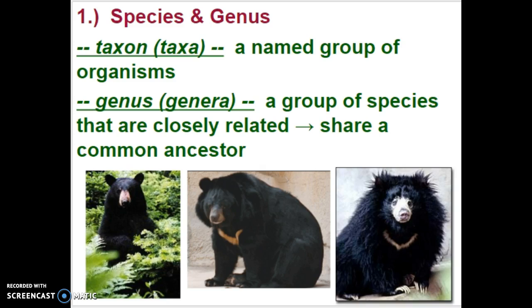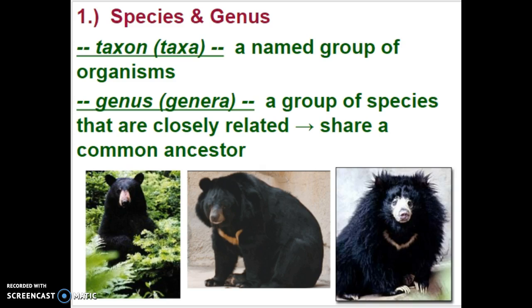So we have here three bears. On the very left, we have the American black bear. In the middle, we have the Asiatic black bear. And on the very right, we have the African sloth bear. You can see that they are all bears, so they do have the same genus of Ursus.